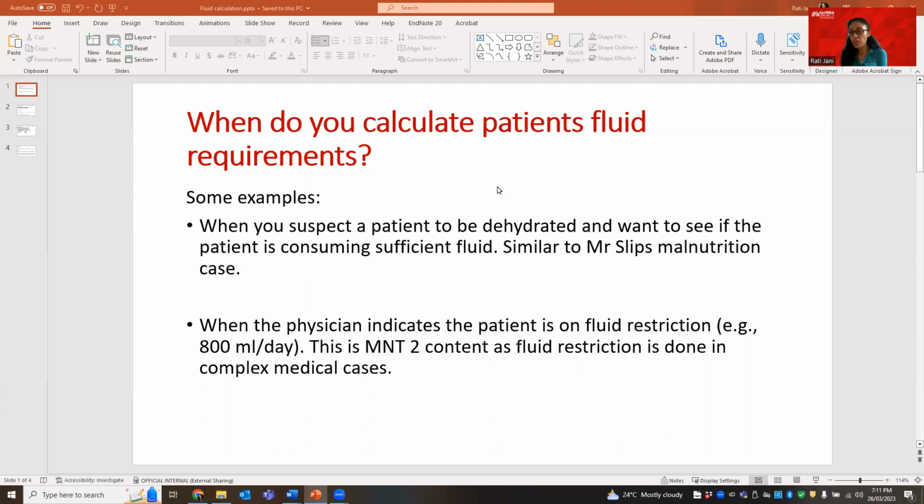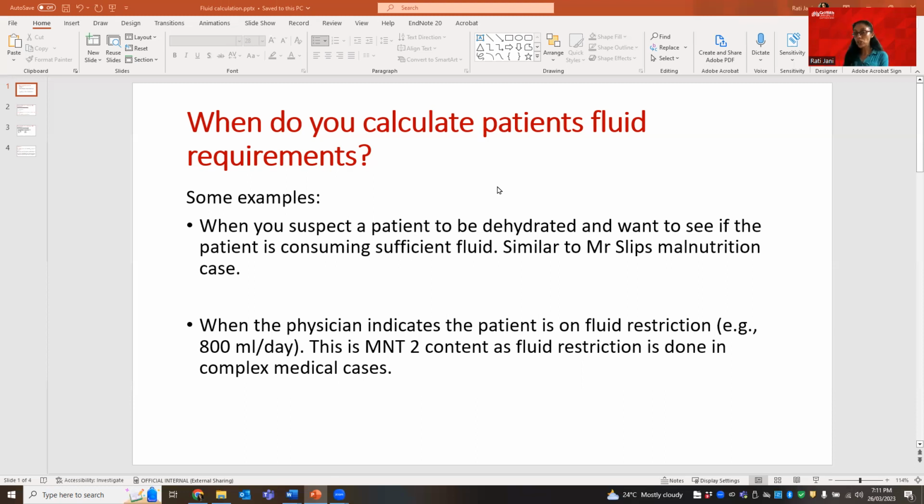And this is something which I briefly highlighted to you when I was talking about fluid requirements in week 2, when we were talking about Mr. Slip's case study. At that time I said that there are other conditions in which you would be very careful about the fluid intake of a patient. This is when the patient is on fluid restriction.